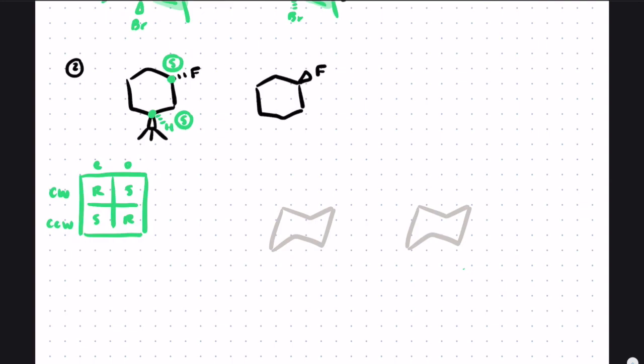We're just going to change the fluorine, which was dashed, to wedged. And then we're going to change the tert-butyl that was wedged to dashed. Should try saying that a bunch of times fast. It's not easy.